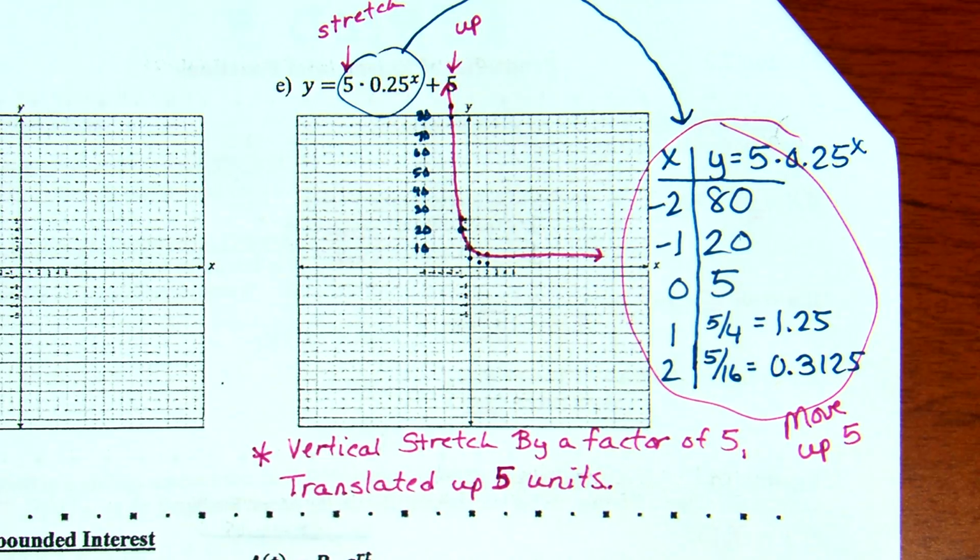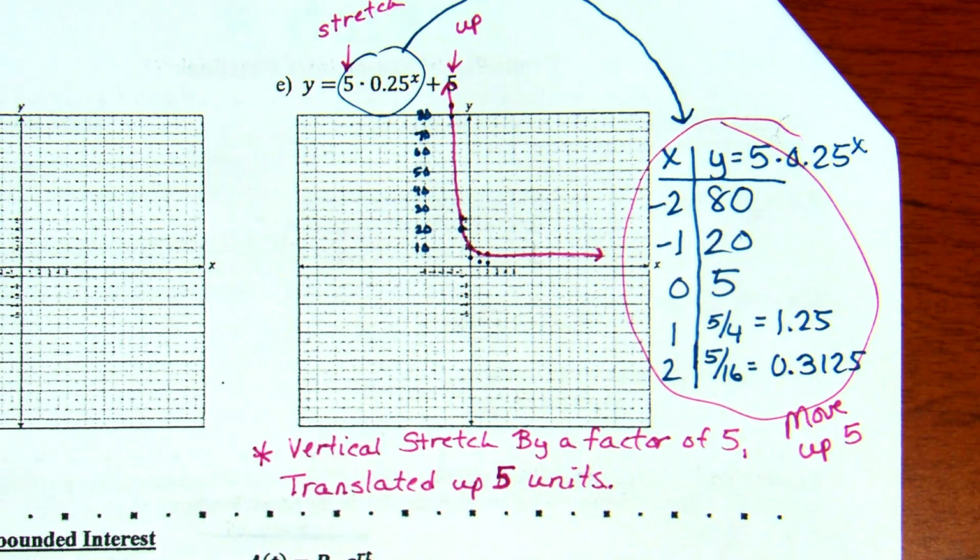So notice my attempt at not letting it cross. Normally it'd be y equals 1. The way we have this labeled is y equals 5. Yes?